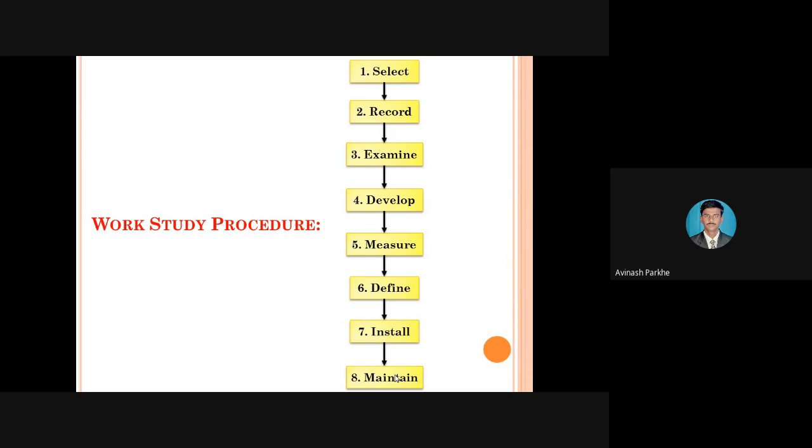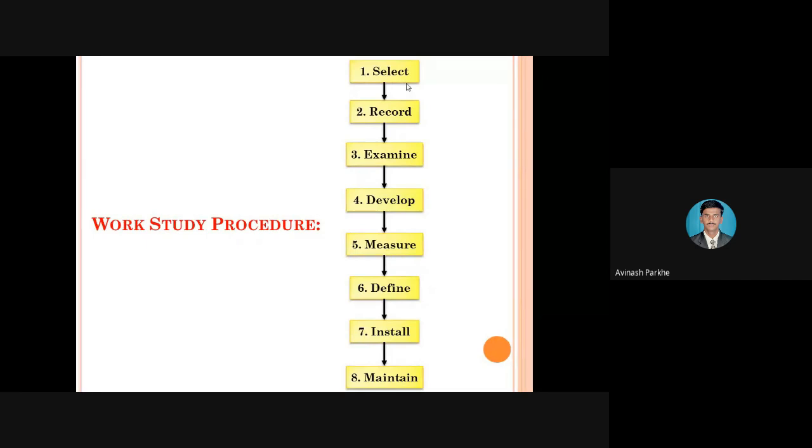In this first step, we have to select either the job or the process which is to be studied. For example, if I select the job, we can easily say on which particular job we have to go for modification, because sometimes we are manufacturing products, but after some time it is observed that in that particular product we have to go for changes.